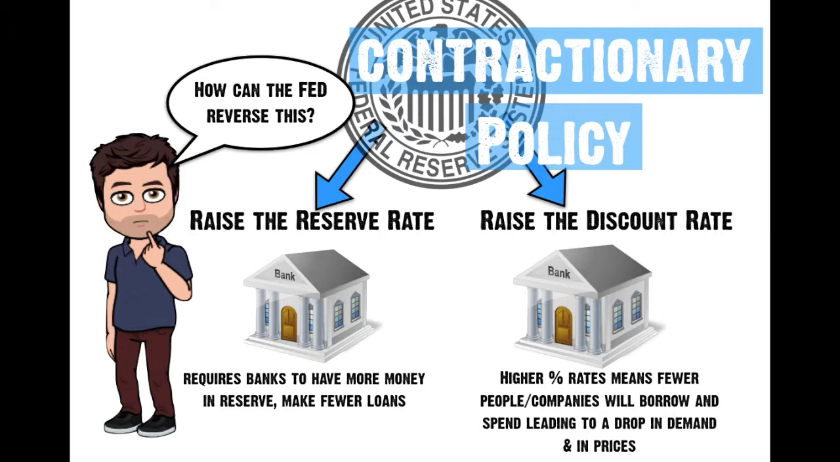But what they usually do is raise the discount rate, charging banks a higher rate to repay the money that's been borrowed. And remember, the banks pass that discount rate on to the consumers by raising interest rates on loans. A higher percentage in rates means fewer people and companies are going to borrow and spend that money. This is going to lead to a drop in demand and therefore a drop in prices. So this is called contractionary policy.